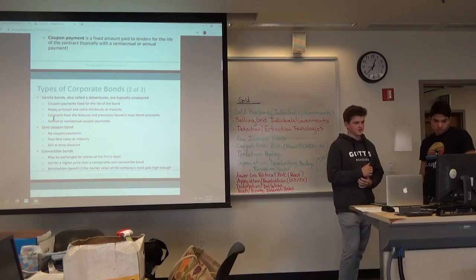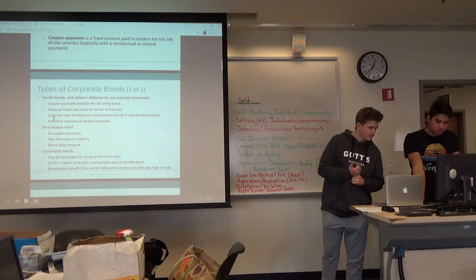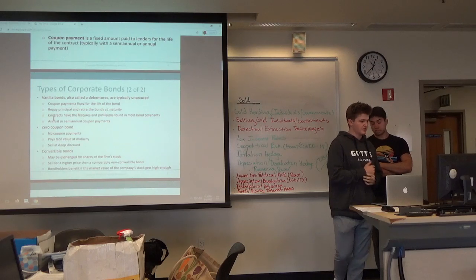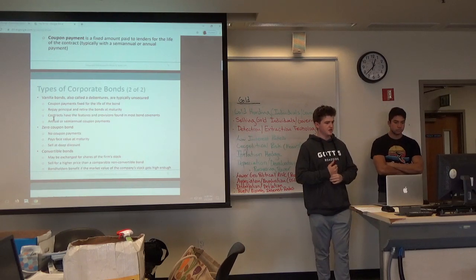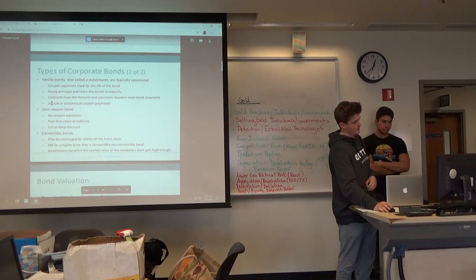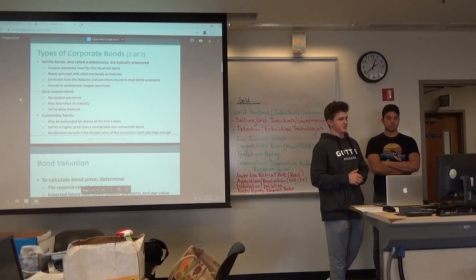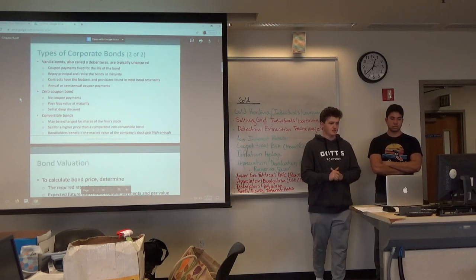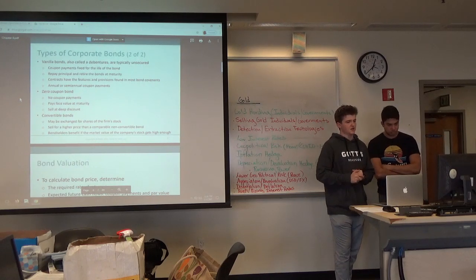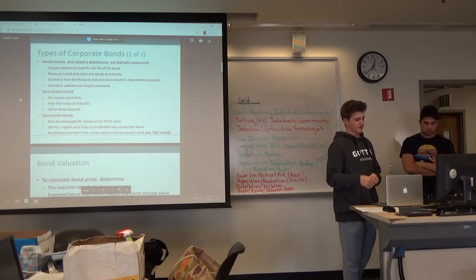And then more types of corporate bonds. There are vanilla bonds, also called debentures, which are typically unsecured. The coupon payment is fixed for the life of the bond. They repay principal and retire the bonds at maturity. Contracts have the features and provisions found in most bond covenants, and they have annual or semi-annual coupon payments. There's also the zero coupon bond, which has no coupon payments. It pays a face value at maturity, and you sell it at a deep discount. And there are also convertible bonds, which may be exchanged for shares of the firm's stock. You could sell it for a higher price than a comparable non-convertible bond, and the bondholders benefit if the market value of the company's stock gets high enough.